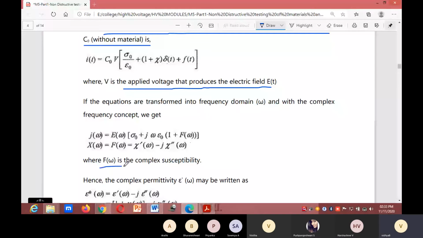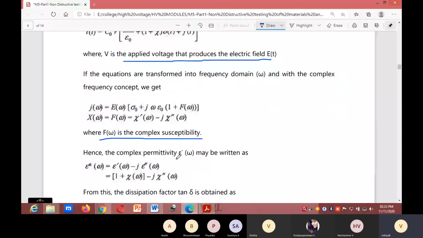Hence, the complex permittivity, that is epsilon star of omega, can be written as epsilon star of omega is equal to epsilon dash omega minus j epsilon double dash omega. This can be written again as 1 plus chi dash of omega minus j chi double dash of omega.